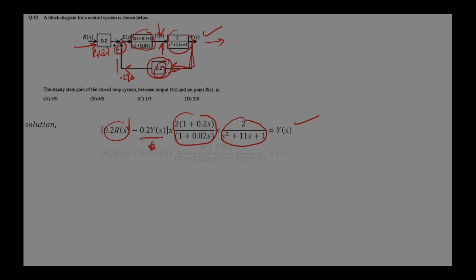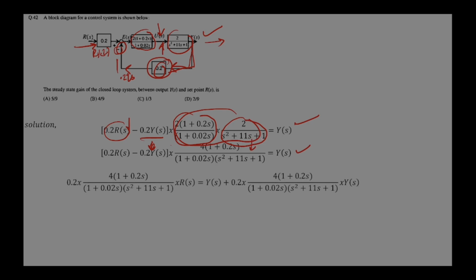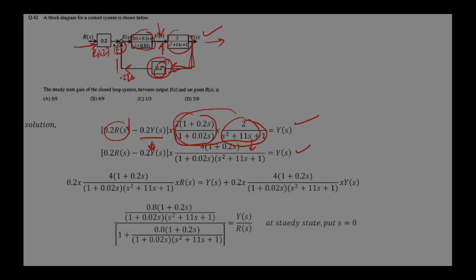Okay. Now solve this again, rearranging and solving. I solved this and got this step. Okay, so taking R(s) on one side and Y(s) on the other side, you'll get the steady state. Put s equal to 0, and Y is equal to 4/9. Okay.